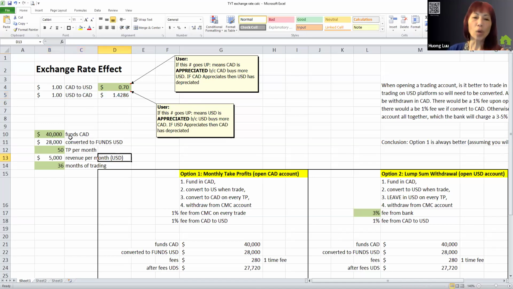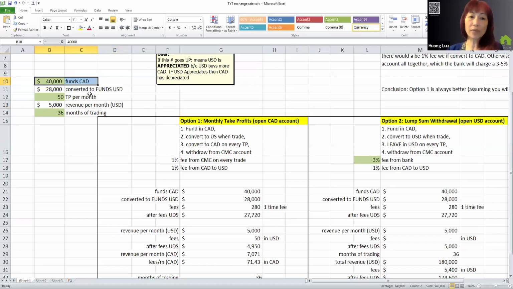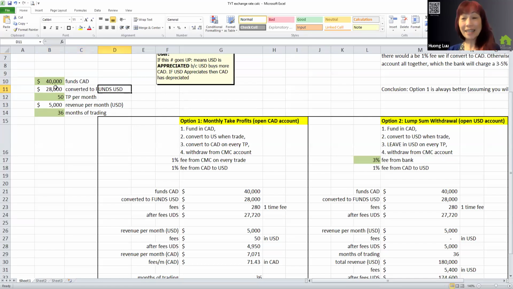Okay, so let's just say I fund my trading account with 40,000 Canadian. So this Canadian has to be converted to US. And so when I convert it to US, I only get 28,000 US dollars. Okay. So as you can see, it's a huge exchange rate here.